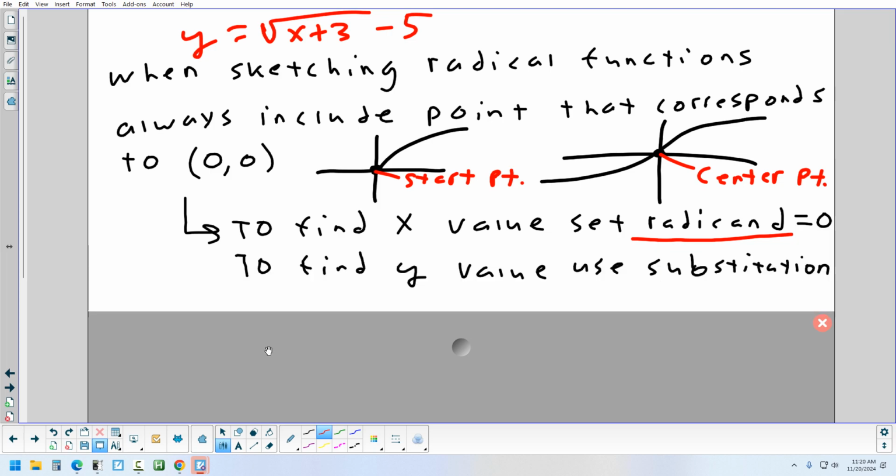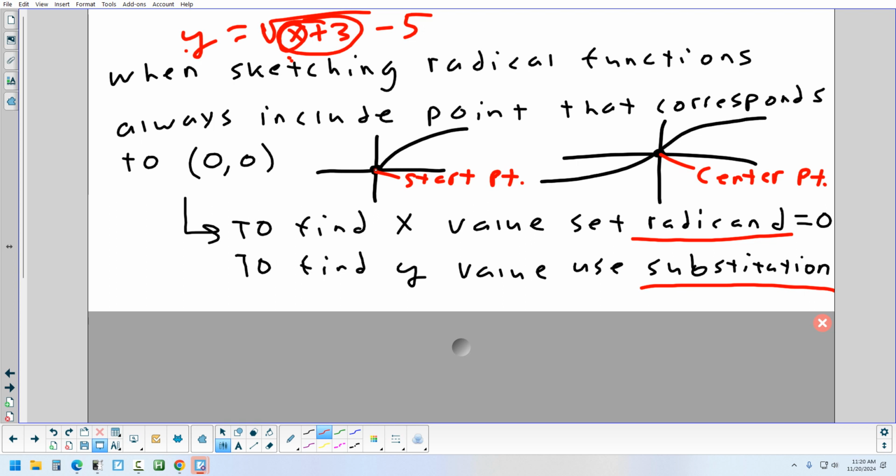Now, once I know the x value, well, you tell me, if you set that equal to 0, what do you get? If you set the radicand equal to 0 and solve. Negative what? Negative 3. So from the first step, you get negative 3. Now you would plug that back in right there, do the math out, and then it'll tell you what y is. Okay, so first you find x, then you plug it in, and you get y. And what that gives you is the start point, or the center point. Depends on which type of problem you're doing.